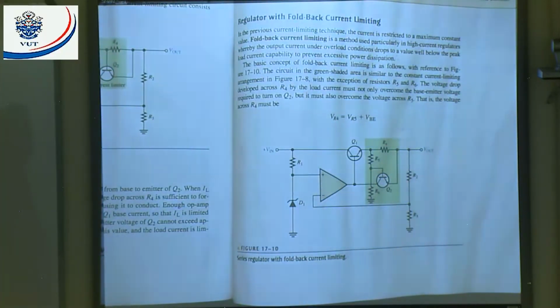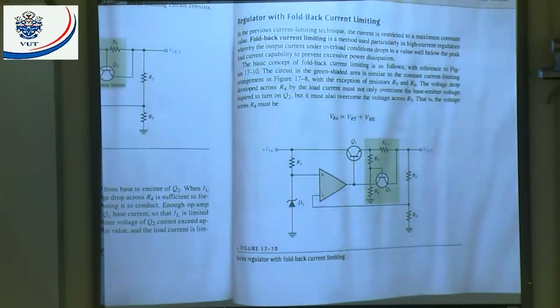They say in the previous current limiting technique, the current is restricted to a maximum constant value. Fold-back current limiting is a method used particularly in high current regulators, whereby the output current under overload conditions drops to a value well below the peak load current capability to prevent excessive power dissipation. The basic concept is as follows, with reference to figure 17.10. The circuit in the green shaded area is similar to the constant current limiting arrangement in figure 17.8, with the exception of resistors R5 and R6.